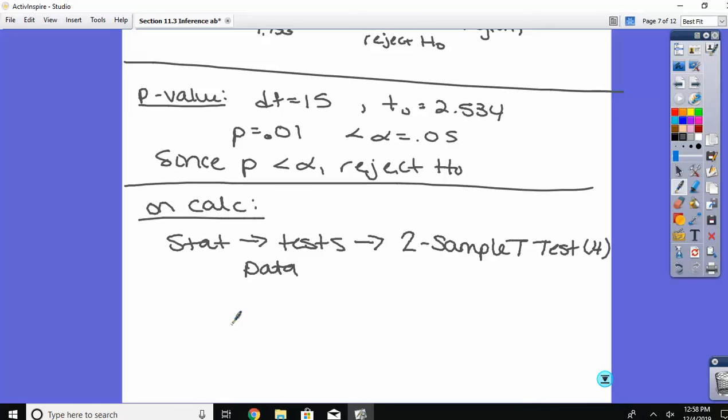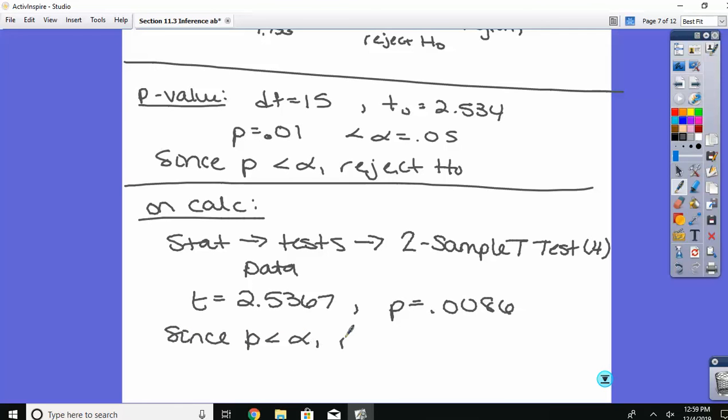Alright, so in this, the t-value it gives us is 2.5367, so very slight difference between ours because of rounding error. The p-value is 0.0086, so our 0.01 was a little high. But again, since p is less than alpha, you reject your null. But that would round up to 0.01, so it's not a huge difference, but it is slight. So any of these methods, we get the same answer.